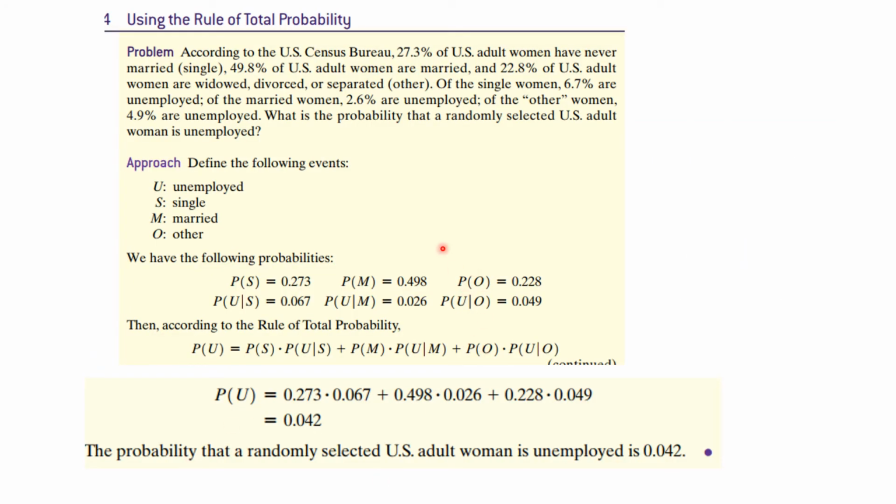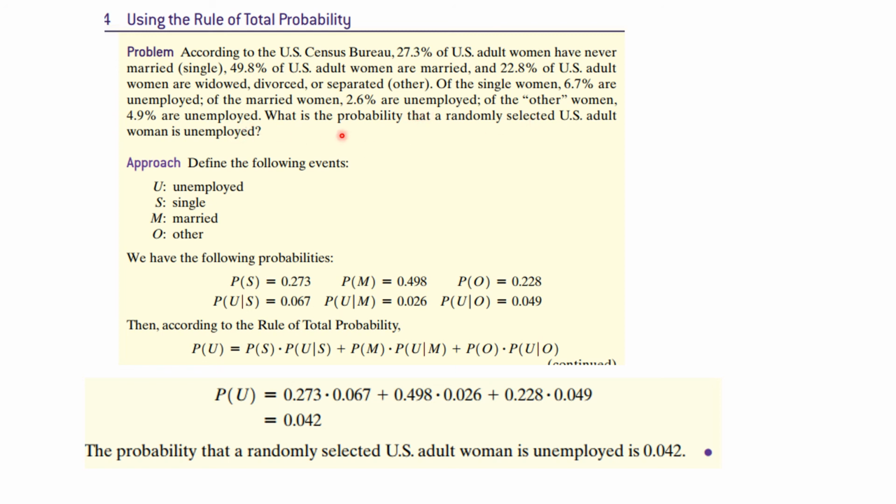Okay, so here's another problem for us to do. So according to the U.S. Census Bureau, 27.3% of U.S. adult women have never married. They're called single. 49.8% are married, and 22% are widowed, divorced, or separated, and we call that category other. So of the single women, 6.7% are unemployed. Of the married women, 2.6% are unemployed, and of the other women, 4.9% are unemployed.